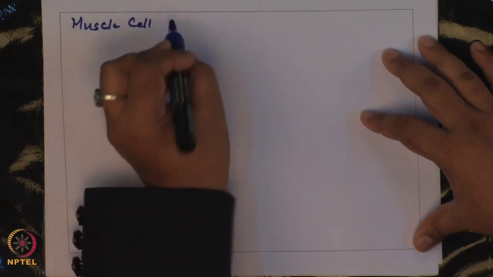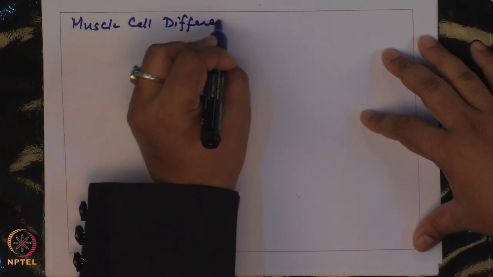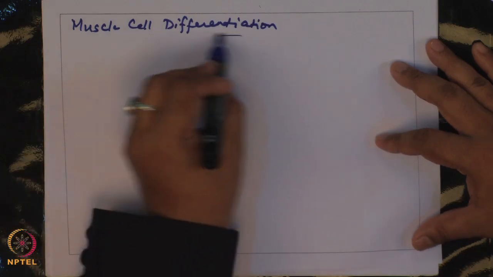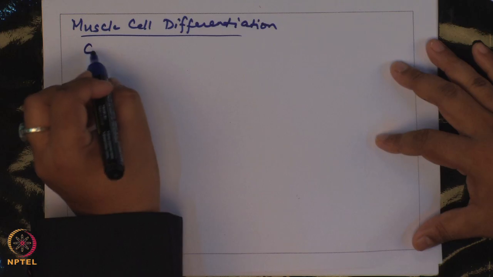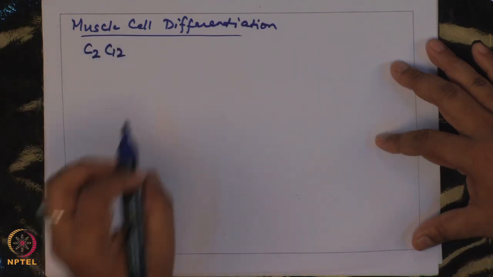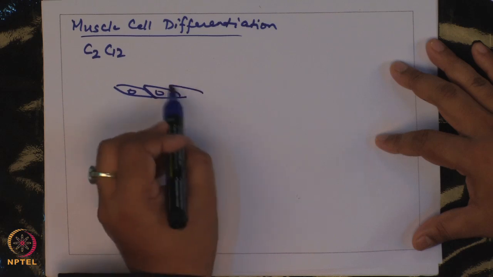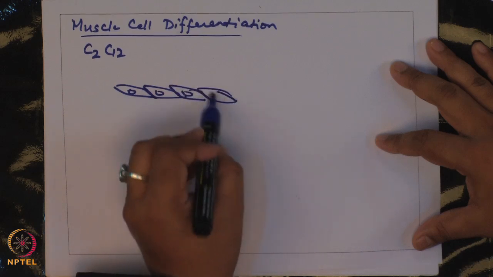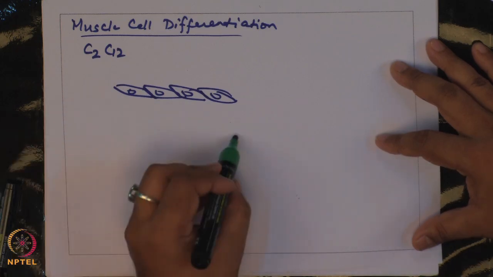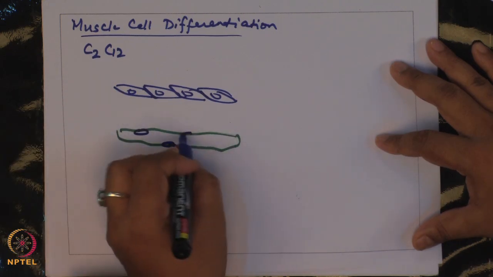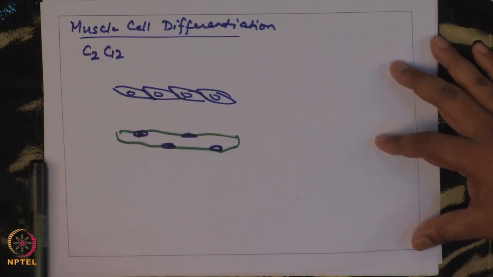Okay. A subsequent study worked on muscle cell differentiation. For muscle cells to differentiate, particularly skeletal muscle cells like C2C12 cells, you have individual cells which come together, and then eventually these fuse to form a multinucleated cell.